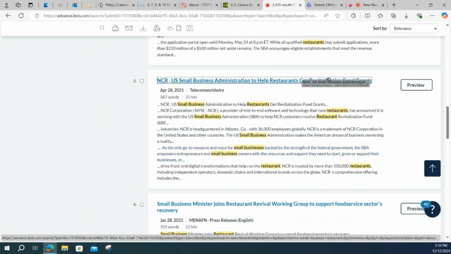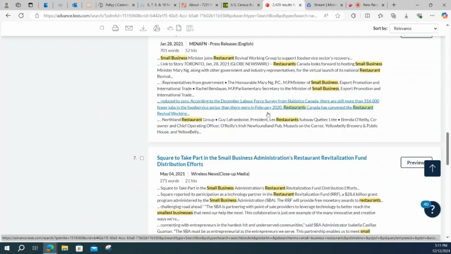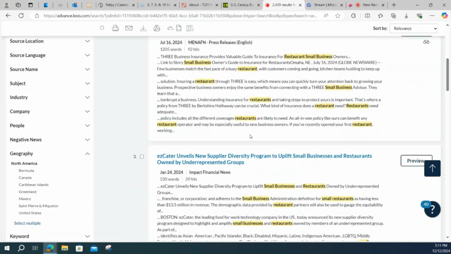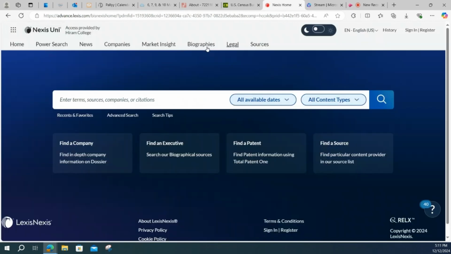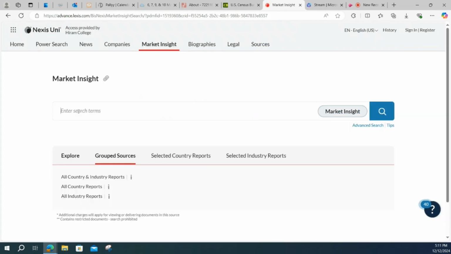But really, don't be afraid to poke around in all the things at the top too. Like, this has grants that I could write. I'm seeing local business snapshots or case studies. Across the top, there's a market insight button or tab where I could type in some more search terms and see what I can find out about it from industry reports. So that'll get me more info.